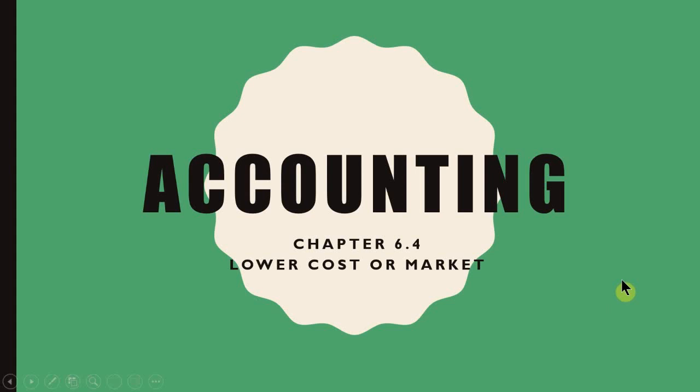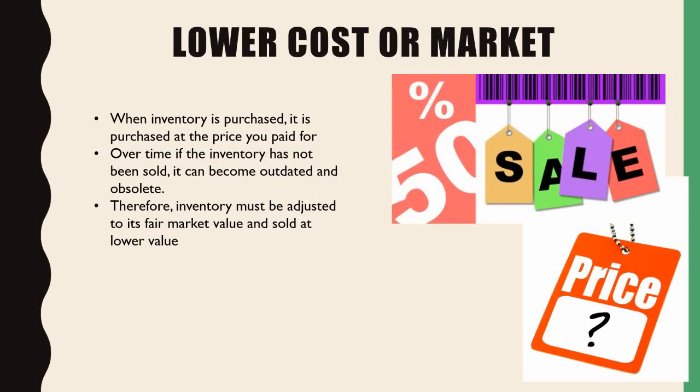All right, so welcome back to the very last section of chapter 6, which is lower cost or market. Okay? So, what is lower cost or market? So, eventually, when we buy our inventory, if we do not sell it, over time those inventory items become old, obsolete, no longer in production. So what happens to the inventory when you acquire it and it loses value or just stays on your shelf for a long, long time?